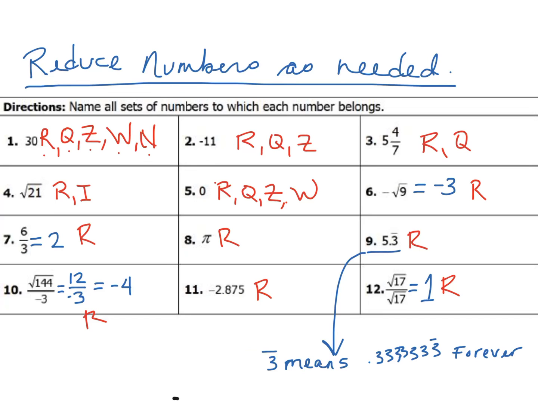And I added this note down here in number 9, 5.3 with a bar on top. That bar means 0.333333, and that is going to continue forever, okay? And finally, in number 10, the square root of 144 is 12. The square root of negative 3 is 3. So I want you to go ahead and pause this video again and continue classifying the remaining problems.